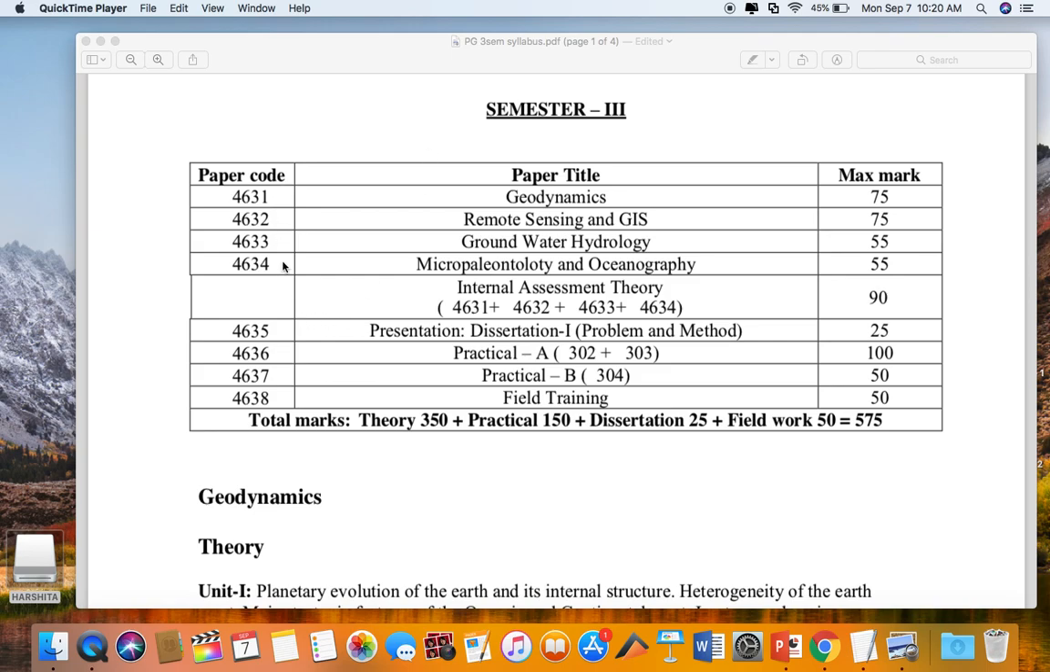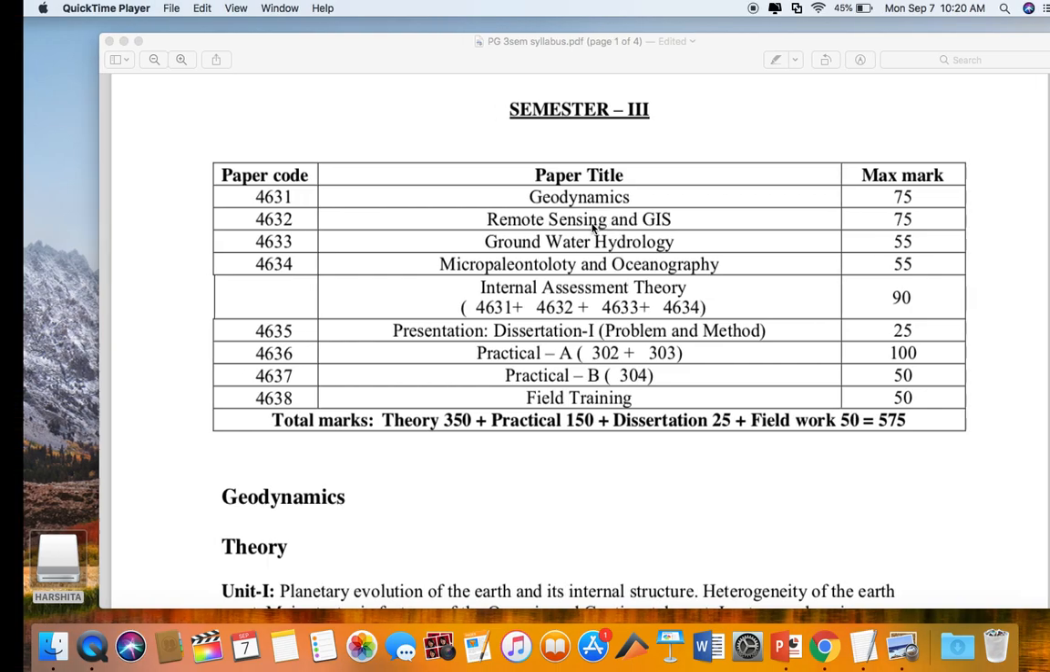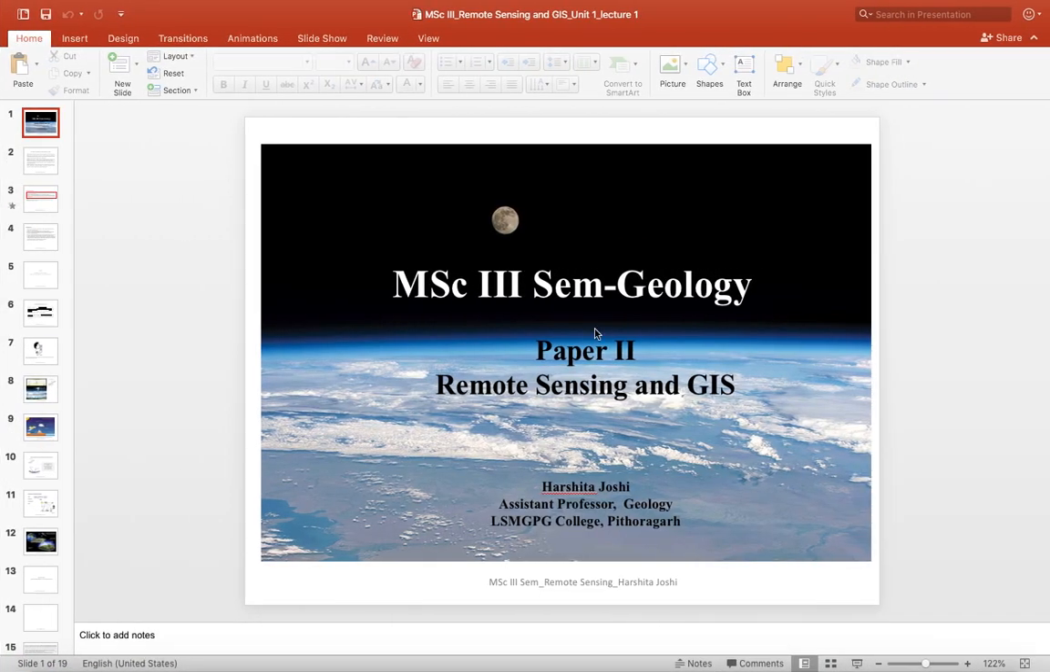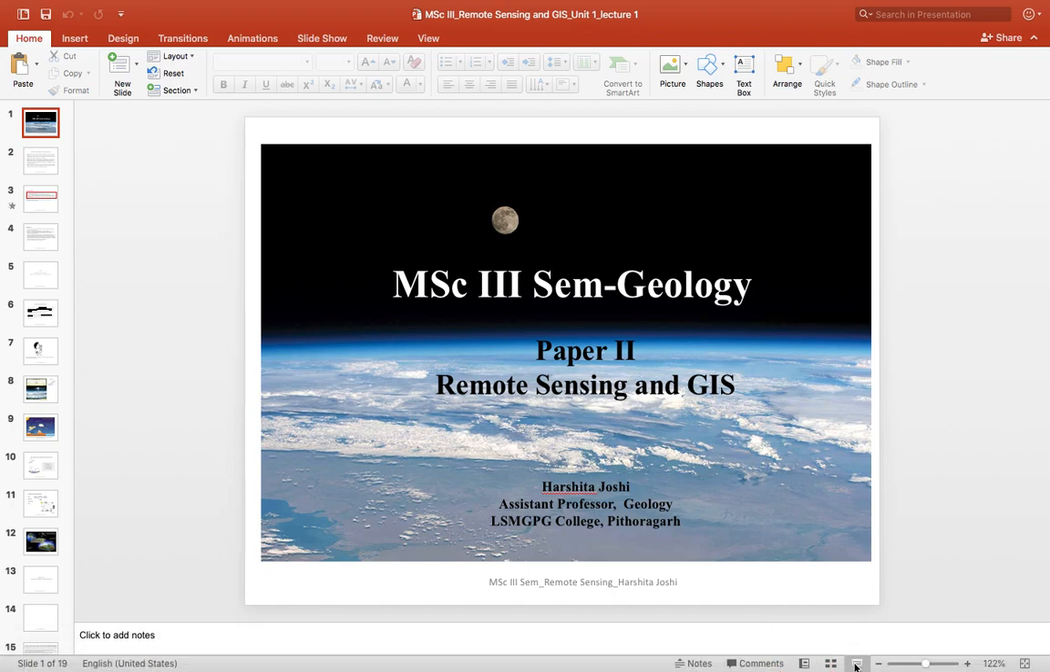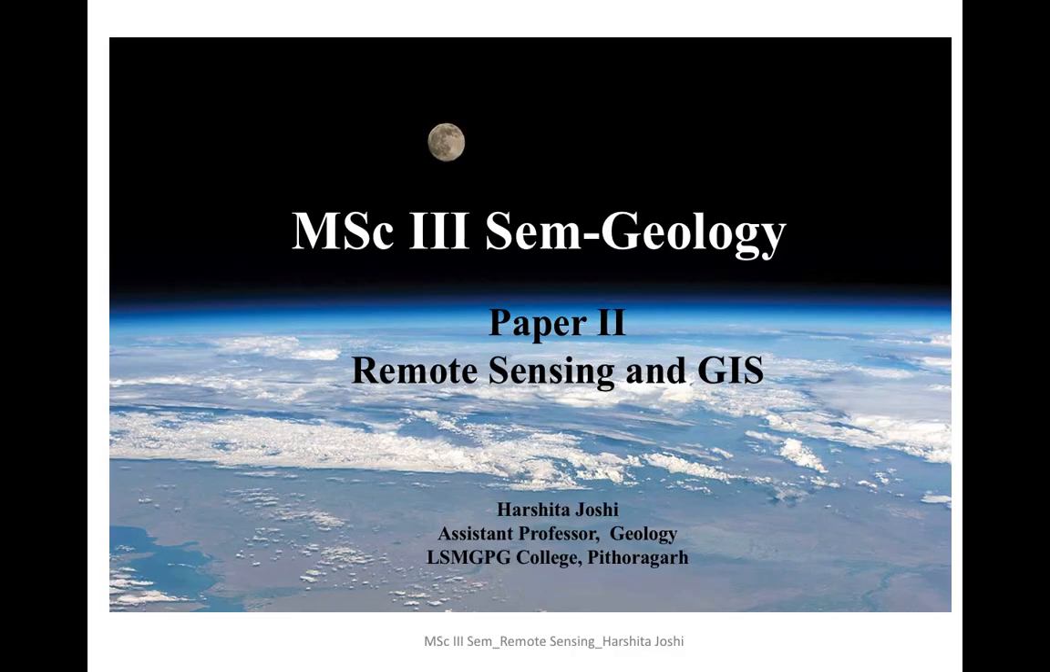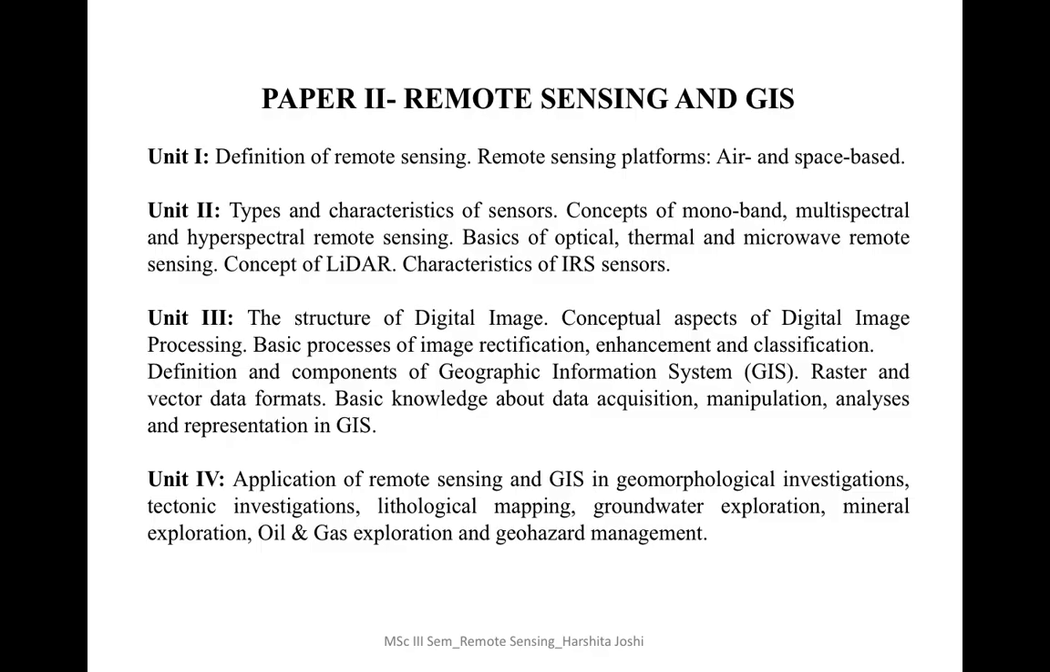You have 4 papers in MSc third semester. Today we will begin with the second paper, that is remote sensing and GIS. So your second paper is remote sensing and GIS.